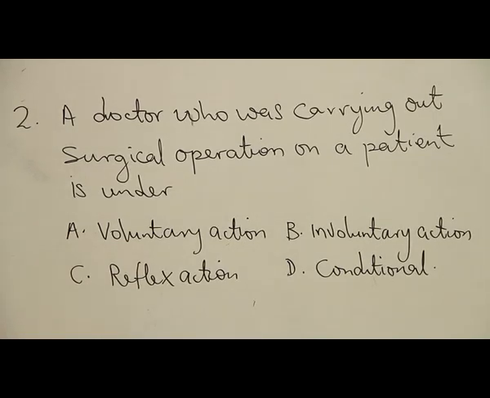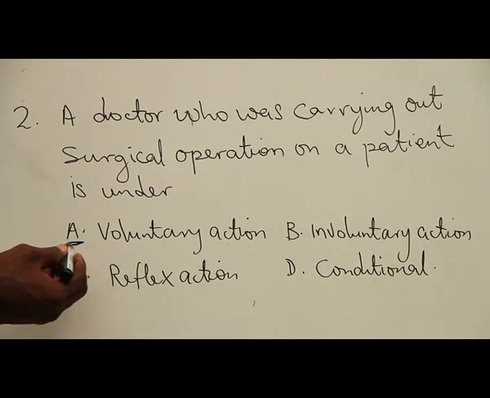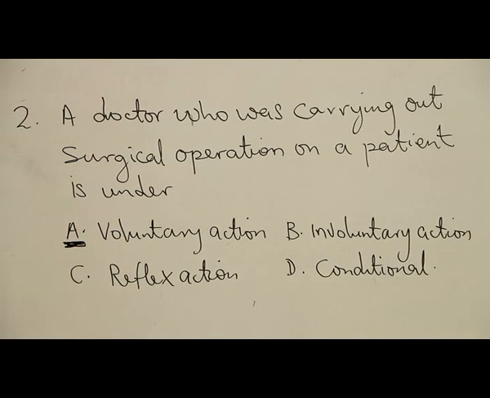Then B, involuntary action. This is the action you take without your will. The action is going on without you deciding whether to take it or not. Example, your heartbeat, your breathing, all those ones, you don't control it. They are involuntary actions. Then C, reflex actions. Those are stereotype, fast, and unconscious actions. So, a doctor that is carrying out a surgical operation is thinking properly before doing anything. Every step is taken, he reasons it out. So A is the answer, voluntary action.